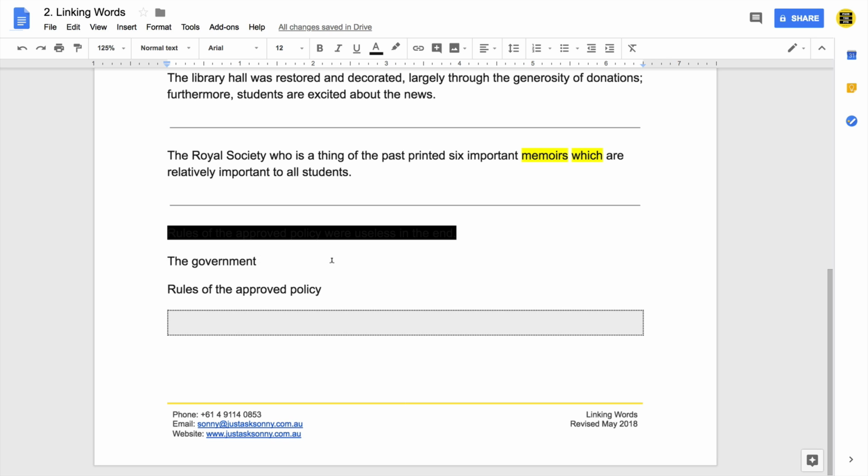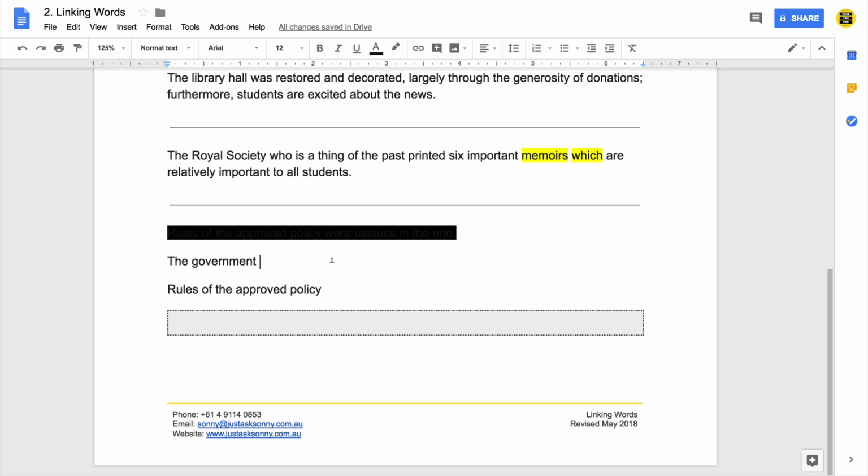One starting with the government and rules of the approved policy as the other one. Now, for the sake of practicing this, it doesn't really matter what we say. The content doesn't matter. You can write out your own sentence first by pausing the video, and we'll practice linking them together. But just keep the sentences simple. We don't need to have anything long and complicated. And we definitely don't want to have linking words.